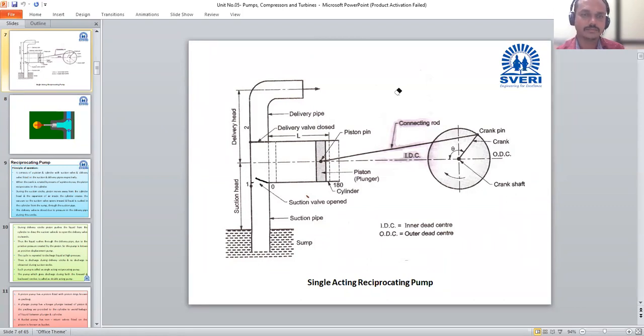Am I right? That is the delivery stroke. But when the piston moves from the inner dead center to the outer dead center, we do not get any discharge. To overcome that, in the double acting reciprocating pump, both the strokes are used to deliver the water. So this part we will see in the next lecture on the double acting reciprocating pump.